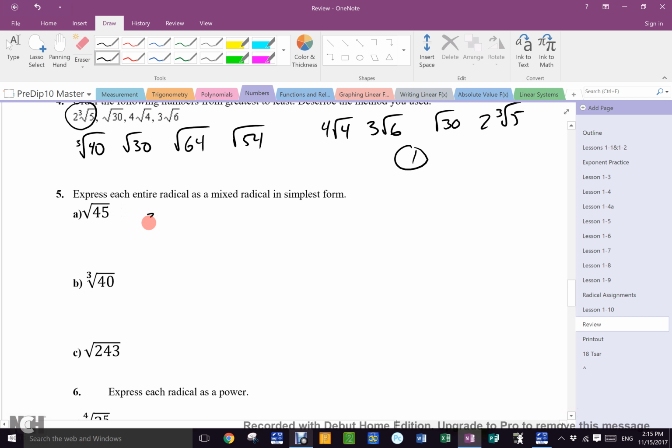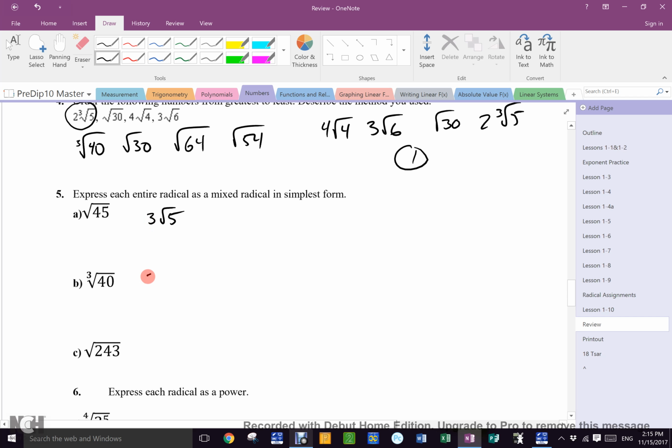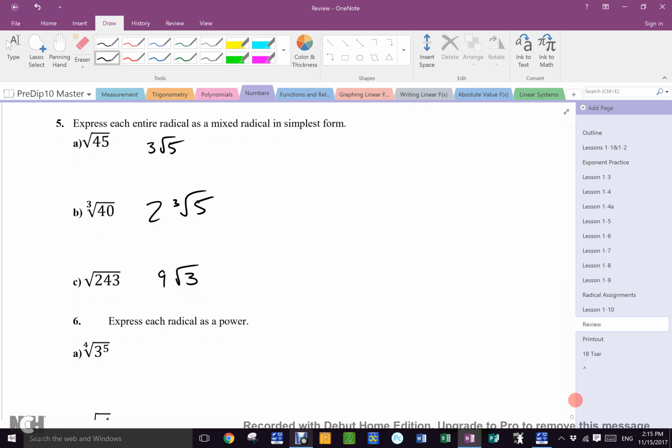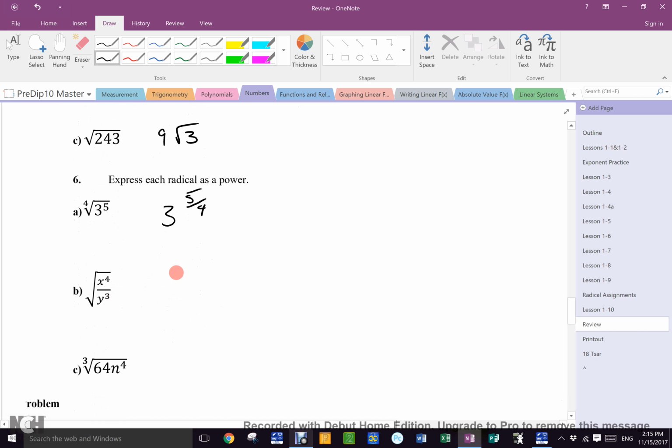That is 3 root 5. That is 2 cube root 5. That is 243 is 81 times 3, 9 root 3. That is 3 to the 5/4. This one is x squared over y to the 3/2.